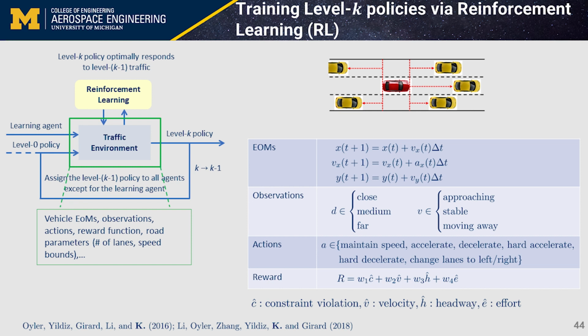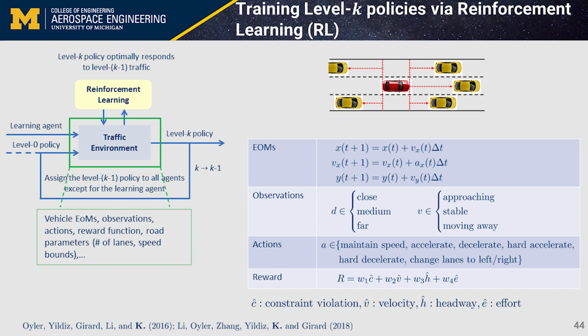If you apply this to a highway driving situation, you might have your ego vehicle, the one that you train, and then the yellow vehicles are of the previous level. You might have equations of motion that describe the longitudinal and lateral position of your vehicle, at least in the kinematic sense. You have observations: you can measure relative distances to at least the nearby vehicles, as well as relative velocities. And then the actions you can take would be things like maintaining speed, accelerating, decelerating, changing lanes, and so on and so forth.